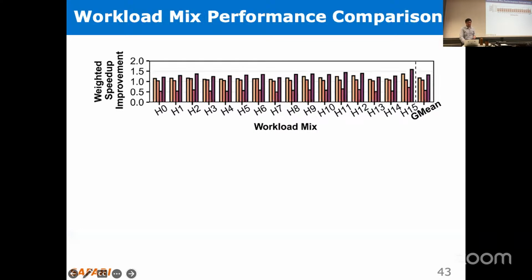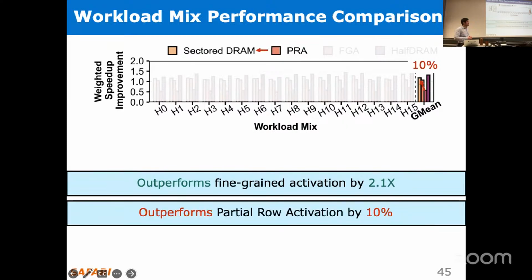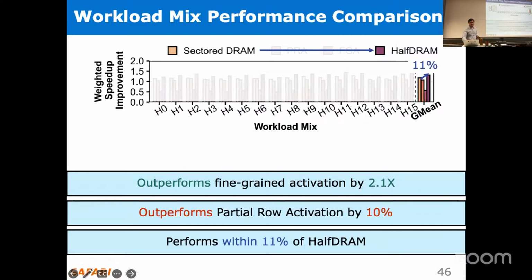We also compare sector DRAM to those 3 state-of-the-art fine-grained DRAM techniques. It greatly improves performance over basic fine-grained DRAM architectures because it does not reduce DRAM throughput. It outperforms partial row activation by 10% because it leverages fine-grained DRAM for both read accesses and write accesses. Partial row activation only benefits from fine-grained data transfer and activation for writes because they chose to do that, I guess. And sector DRAM performs within 11% of half DRAM.